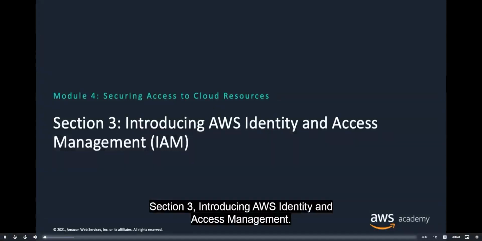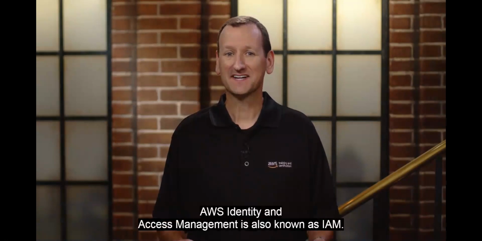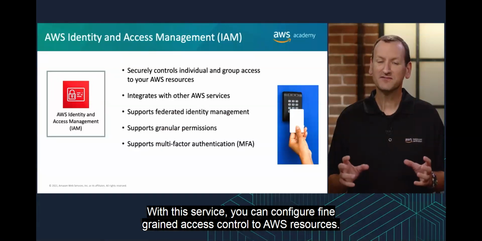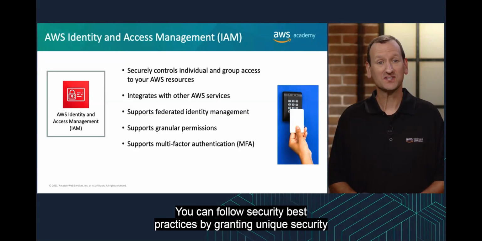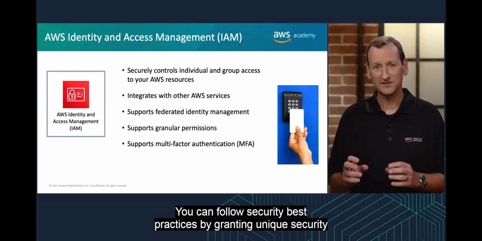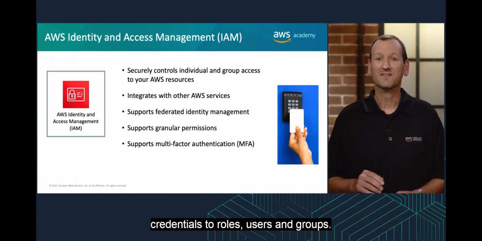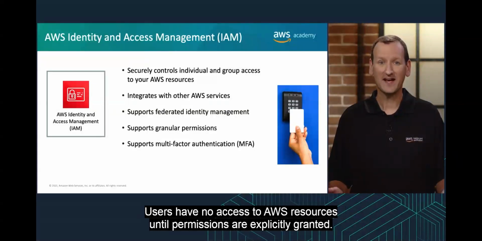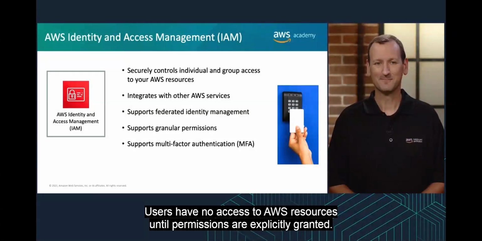Section 3, Introducing AWS Identity and Access Management. AWS Identity and Access Management is also known as IAM. With this service, you can configure fine-grained access control to AWS resources. You can follow security best practices by granting unique security credentials to roles, users, and groups. These credentials specify which AWS APIs and resources these users can access. Users have no access to AWS resources until permissions are explicitly granted.